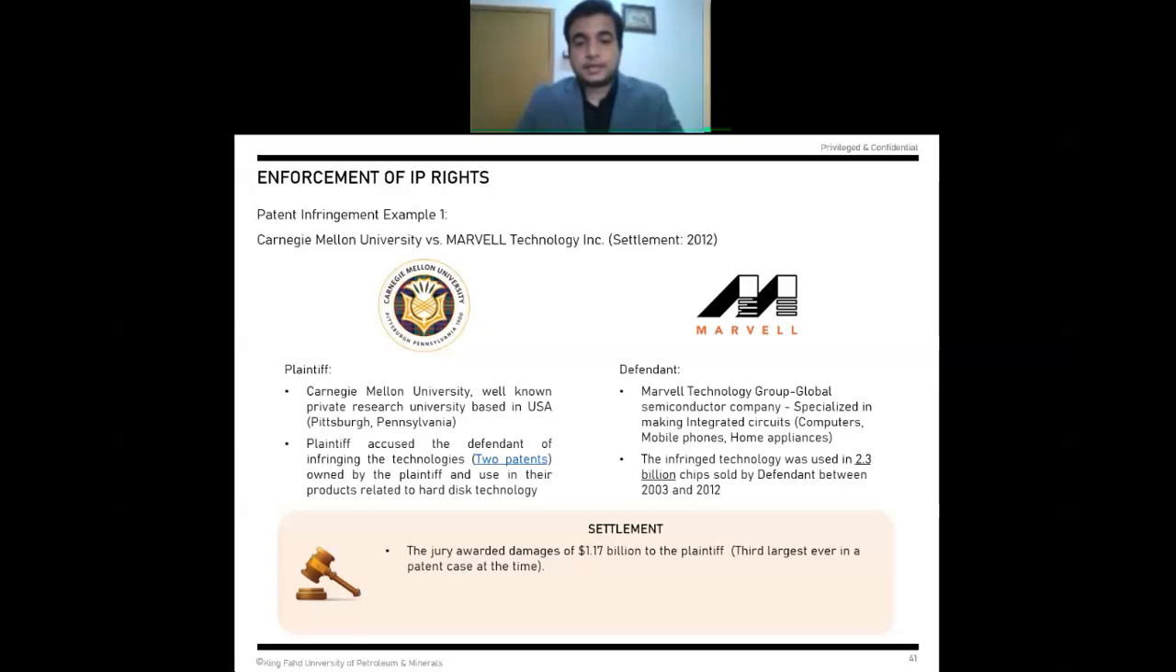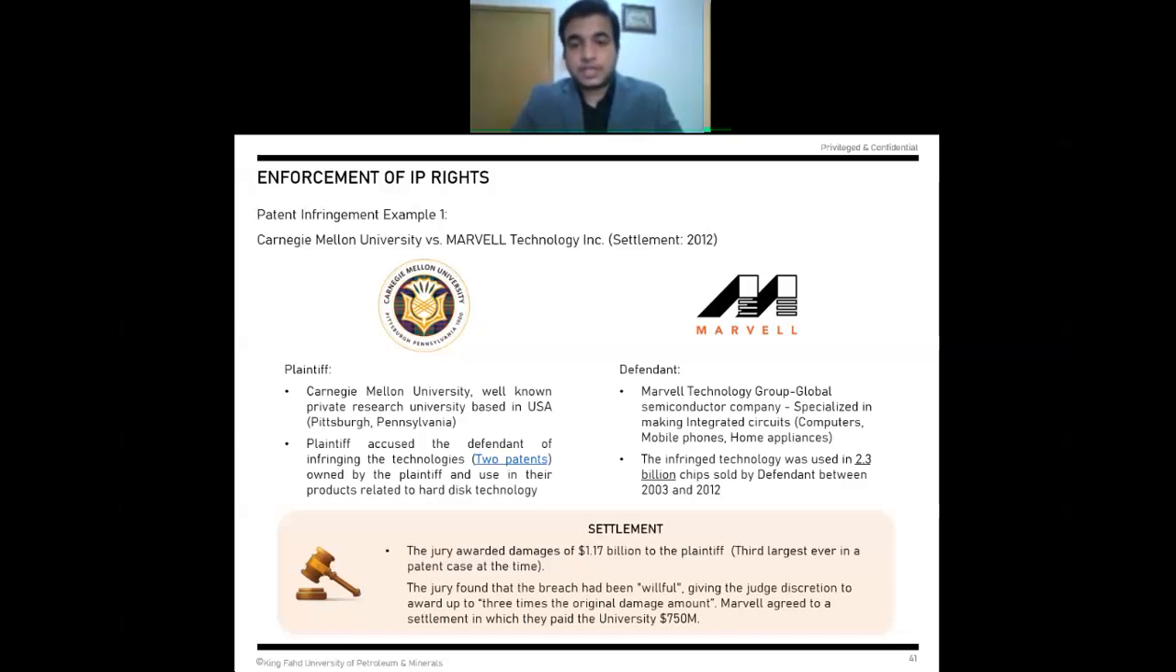And the reason for giving such a huge award was the jury found that Marvell intentionally or willfully infringed the patents of Carnegie Mellon, and that is the reason why the judge awarded the damage, which was up to 3 times the original damage amount. But eventually, Marvell and Carnegie Mellon settled the case, and Marvell paid about $750 million to Carnegie Mellon University. So these two patents brought in a lot of money for the university.